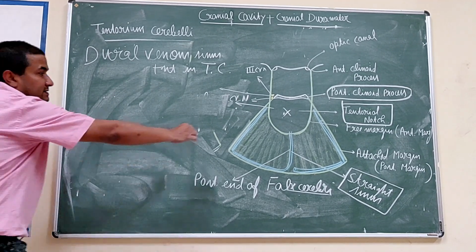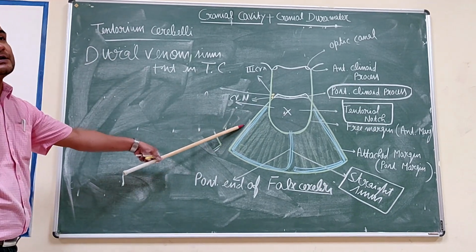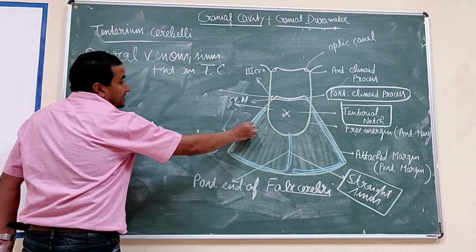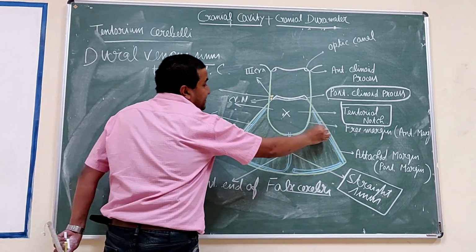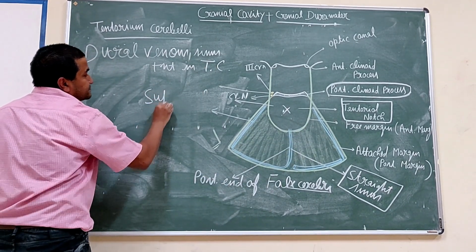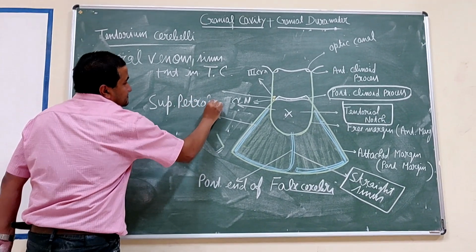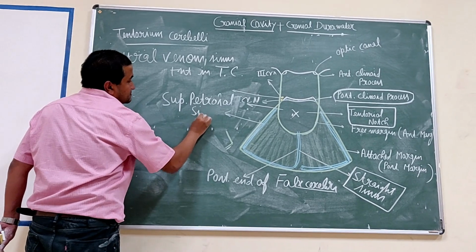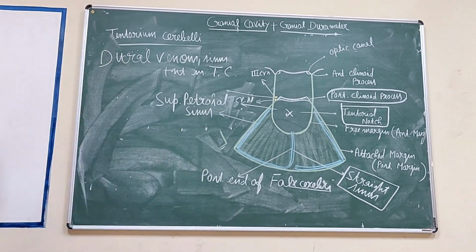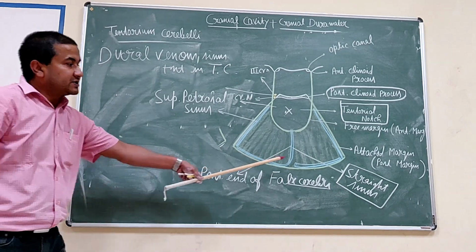Then the part that is attached to the superior border of the petrous temporal bone, there is a sinus present. This sinus is a paired sinus present on both sides. It is the superior petrosal sinus. Superior petrosal sinus.